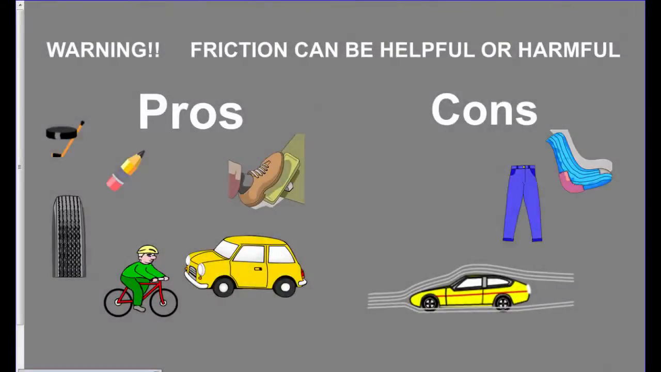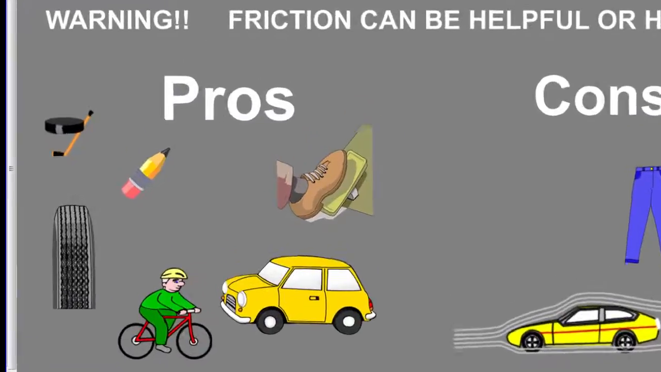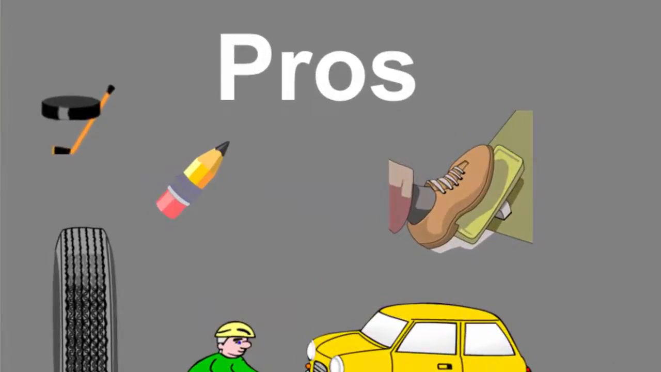Okay, this is just a warning. Friction can be helpful or it can be harmful. So I'm going to go through, really quick, the pros and cons of how friction can be helpful or harmful. The pros are when you're writing on your paper with your pencil, friction's helpful. Otherwise, we wouldn't be able to get a grip on our pencil and have our graphite hit the paper. There is friction involved in there, so that's how it's helpful.